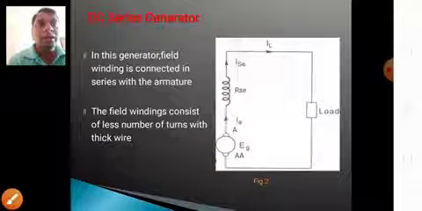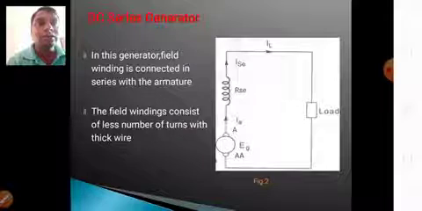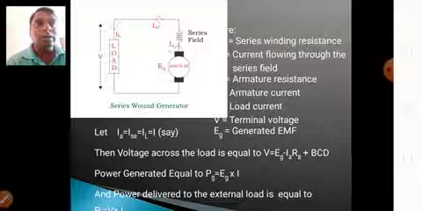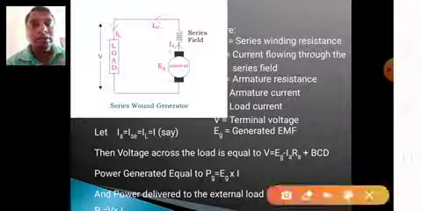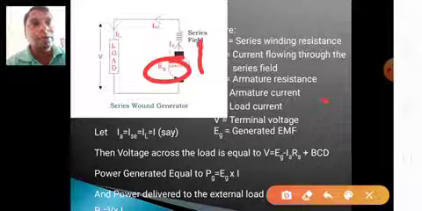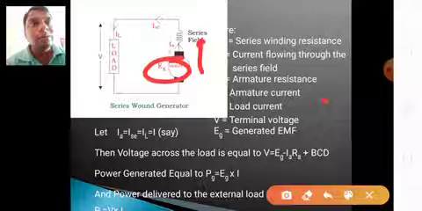The shunt field winding consists of more number of turns. The series field winding consists of less number of turns with thick wire. The figure shows EG, the generated EMF, from this we get IA, the armature current. This is the series field winding, from this we get ISE, the series field current. Here it is the load IL.